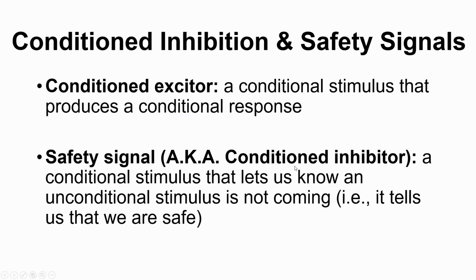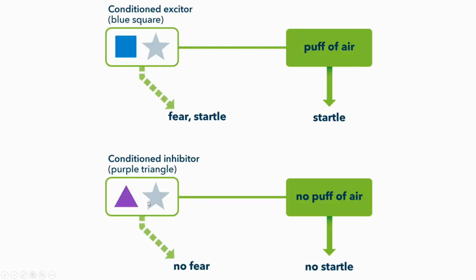If we then get a conditioned inhibitor or a safety signal, this is a conditional stimulus that lets us know that an unconditional stimulus is not coming. So it tells us that we're safe from that unconditional stimulus. So back to this example here, if we have a purple triangle, and that purple triangle tells us that even though both of these had this generic gray square in the background, gray triangle, oh my goodness, star.